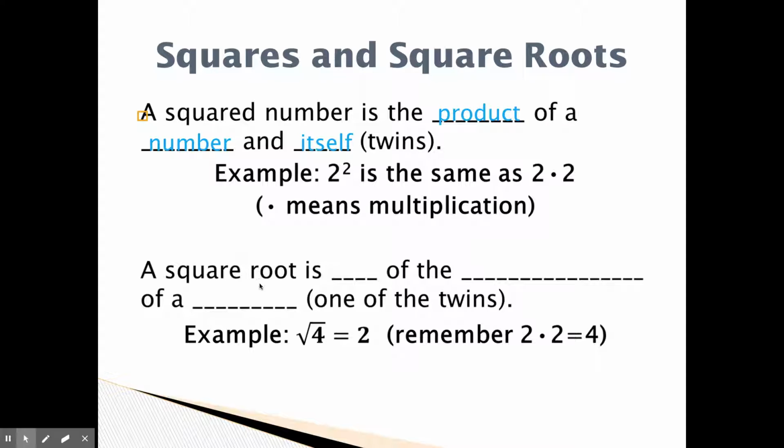When we're talking about the square root, it's basically the opposite. We're going the other way. We're going backwards. A square root is one of the 2 equal factors of a number. It's one of the twins. So if I go back to our first example where we said 2 squared is the same as 2 times 2, which we know is 4, now if I go the other way and I want the square root of 4, I know that it's 2 because 2 times 2 equals 4. If I wanted the square root of 9, I know that 3 times 3 equals 9. Therefore, the square root of 9 is 3.